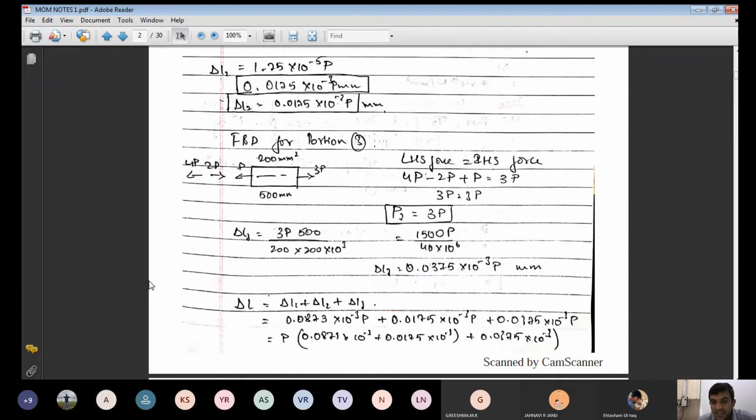So all are in 10 raised to minus 3. Take 10 raised to minus 3 outside of the calculator or outside of the bracket. If you include it, again it becomes complicated.